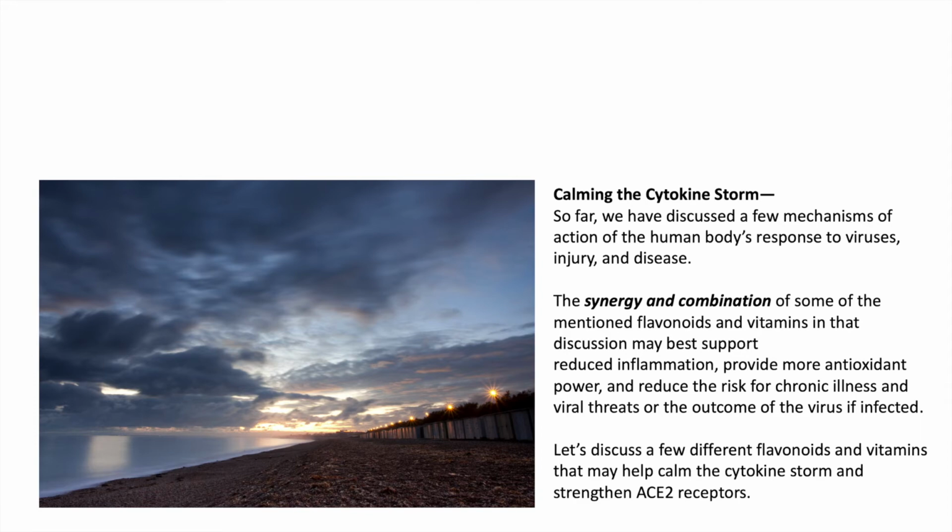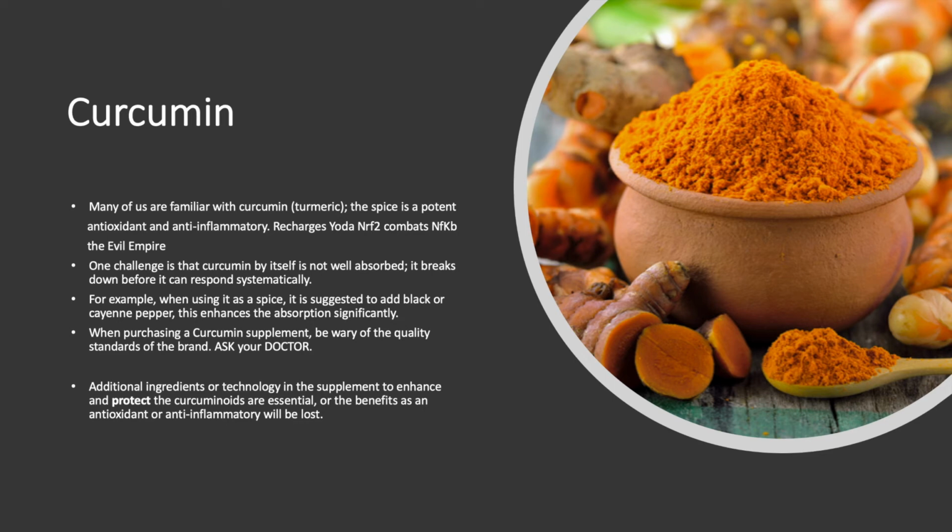Calming the cytokine storm. So far we've discussed a few mechanisms of action of the human body's response to viruses, injury, and disease. There's a synergy and combination of some of the mentioned flavonoids and vitamins in this discussion that may help support and reduce inflammation, provide more antioxidant power, and reduce the risk for chronic illness and viral threats, or the outcome of the virus if infected. Let's discuss a few different flavonoids and vitamins that may help calm the cytokine storm and strengthen ACE2 receptors. Curcumin was one that was mentioned several times, so we'll start with that.